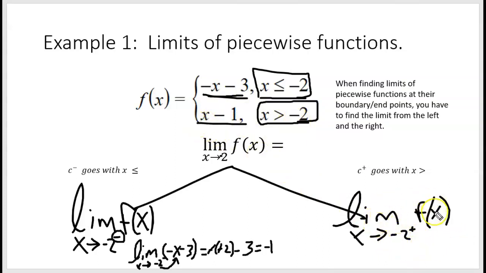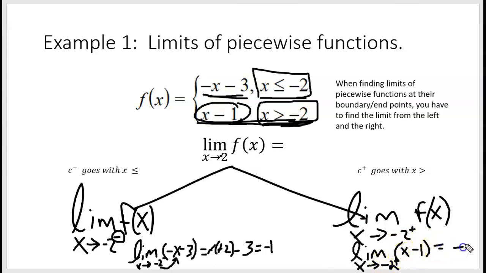So the limit of f of x as we approach negative 2 from the right, according to this inequality here, is telling us we're going to plug it into this function. So we're going to do the limit as x approaches negative 2 from the right, of x minus 1. Once again, we're going to do a direct substitution. So if you plug that in, you're going to get negative 2 minus 1, negative 3.